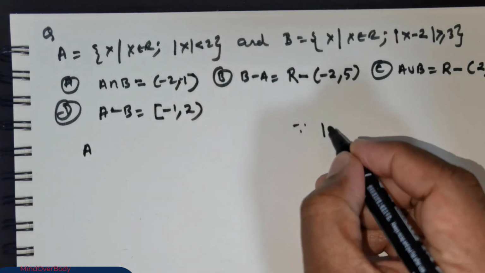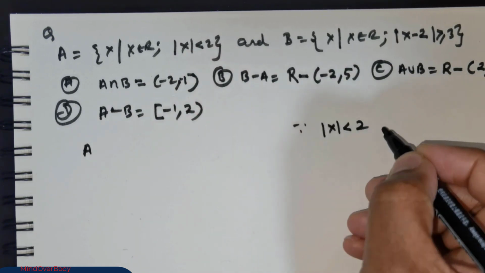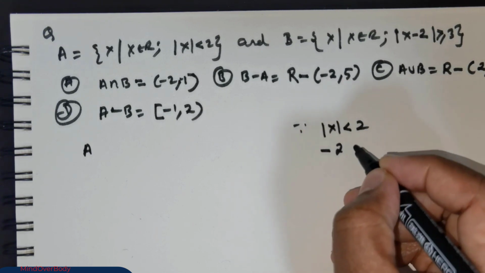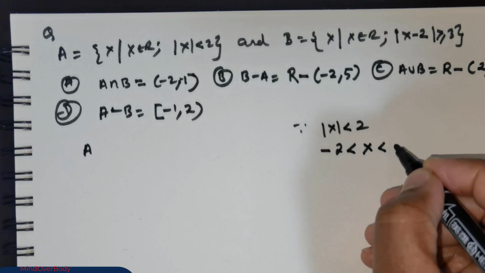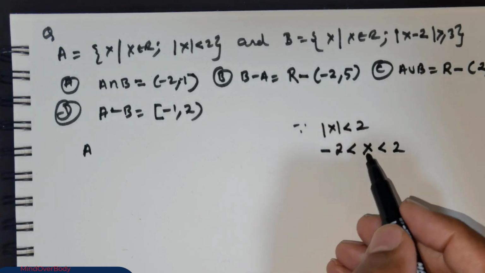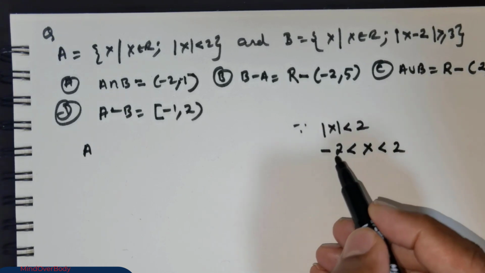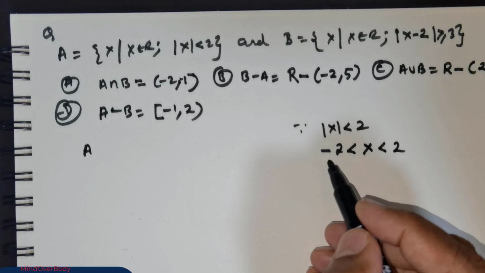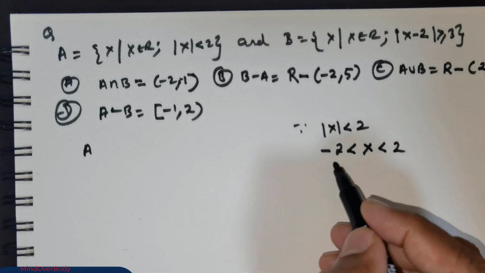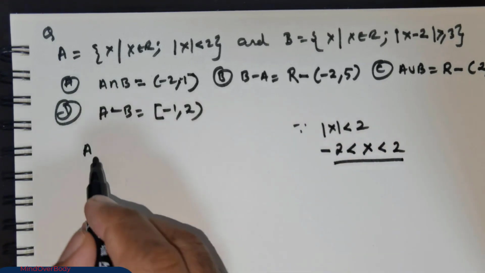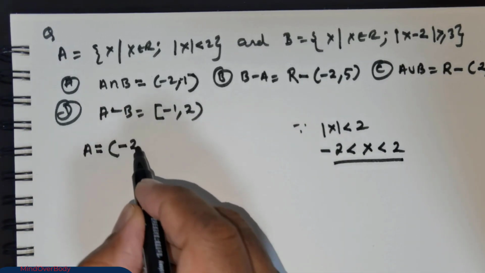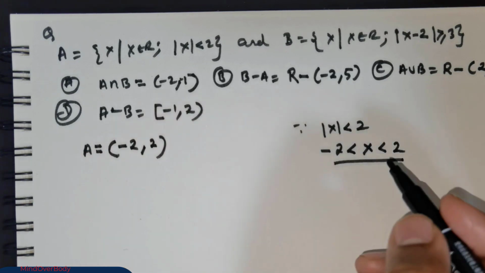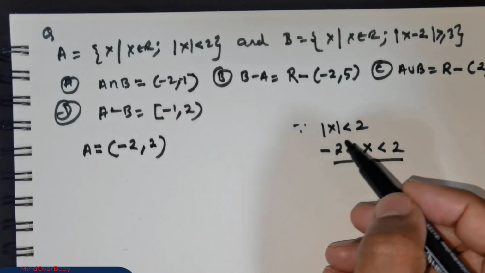Okay, this is given. Since modulus of x is less than 2, this is nothing but negative 2 less than x less than 2. So all values of x for which you got negative 2 less than x less than 2, this has to satisfy. So you can clearly write A to be equal to the open interval (negative 2, 2), because of the fact it's given that modulus of x is less than 2.